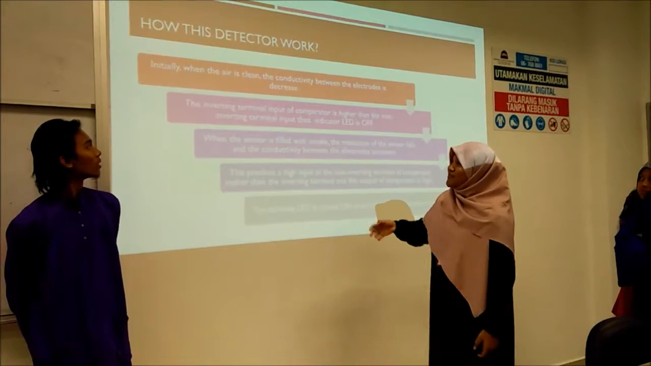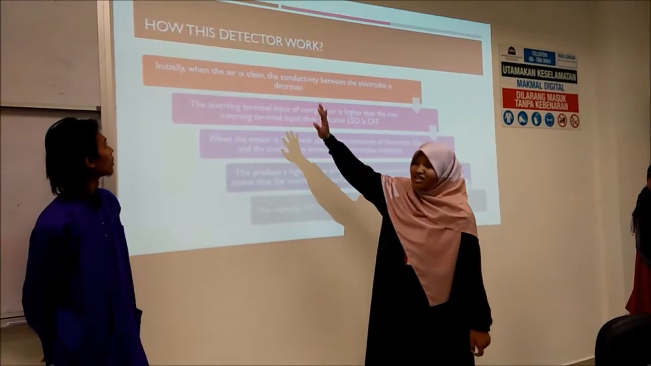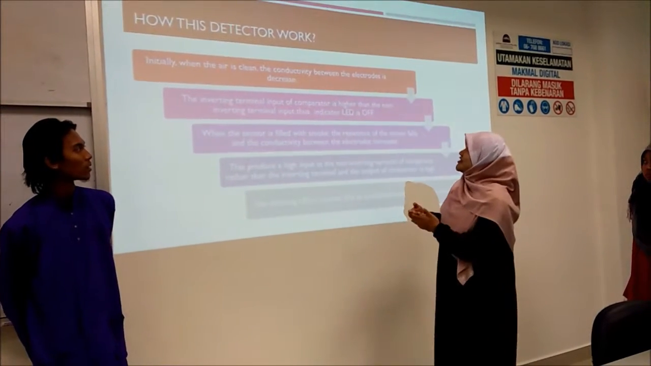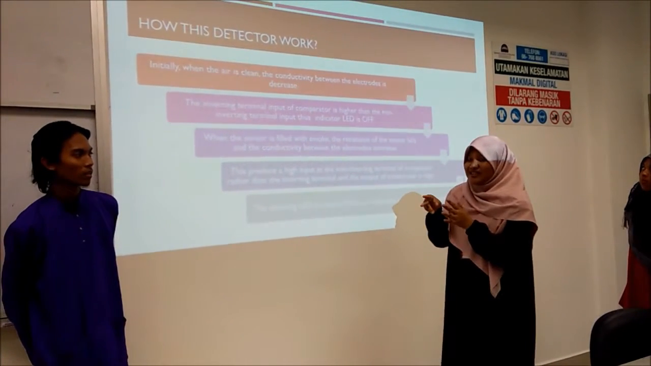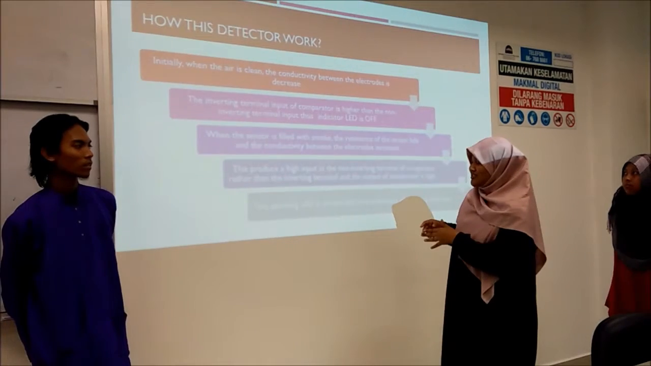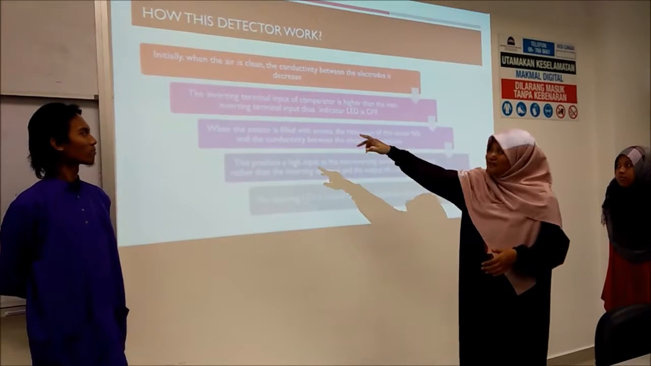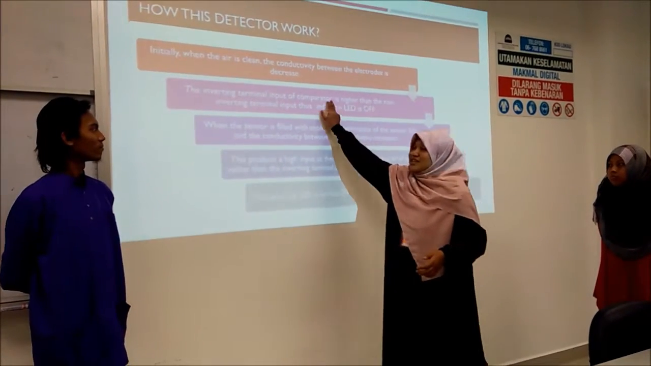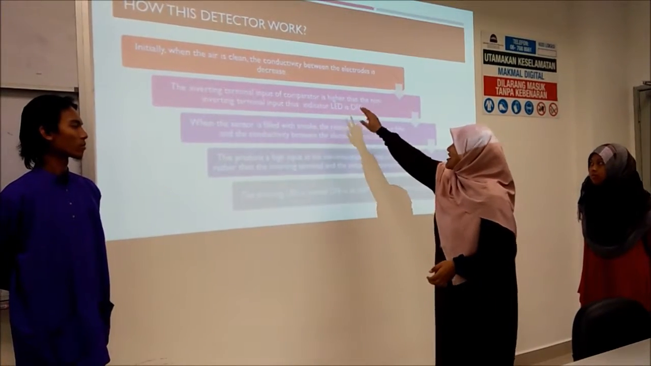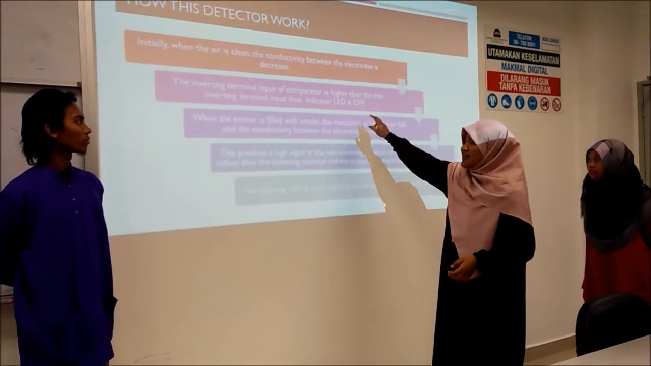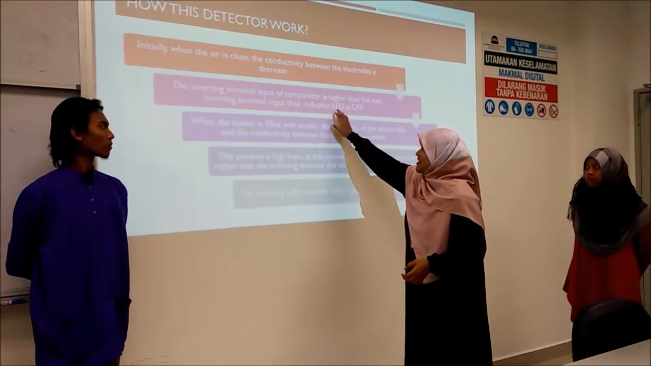First I will explain how this works when the air is clean. Initially, when the air is clean, the connectivity between the electrodes is decreased. The electrodes are in the sensor, the MQ2 sensor. After that, the inverting terminal input of the comparator, the LM358, is higher than the non-inverting terminal input. Thus, it will light on the indicator LED and light off the alarm LED.